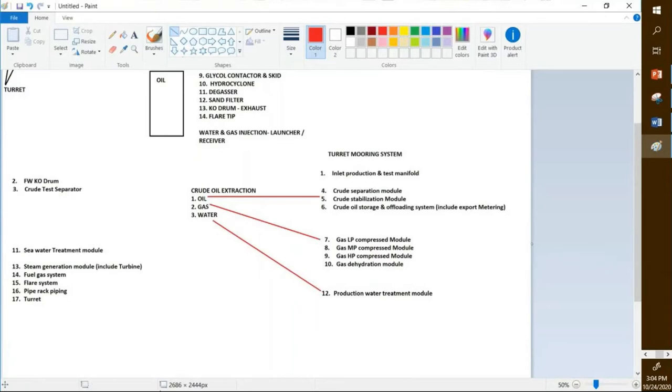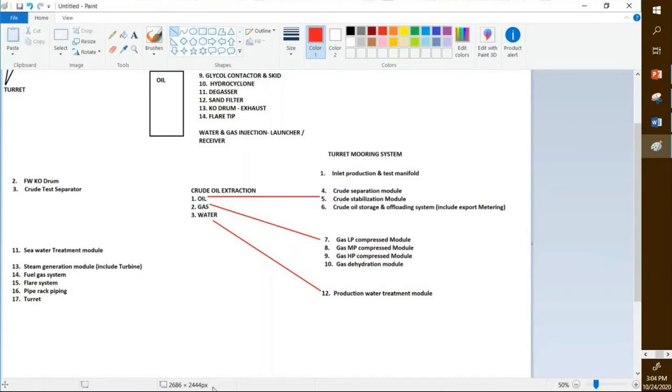Okay, so when crude oil extraction happens, in that, oil, gas and water are the byproducts. These are the products which we are going to give as the final output. For that, these are all the modules which are taking care, coming into the picture.